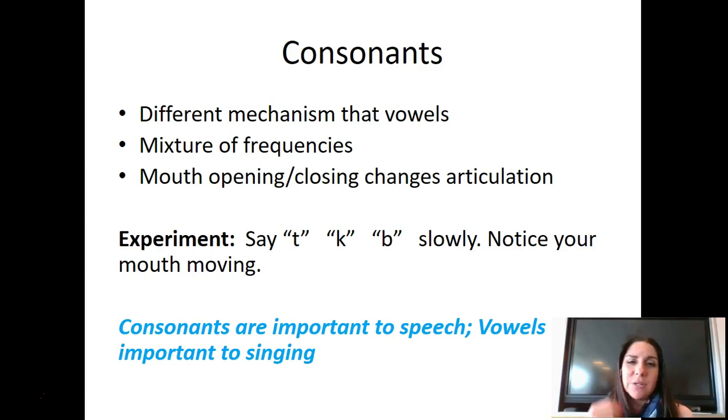When you say something like mercy, the C is a harsh sound, but the E at the end can be held for a long time, whereas the K kind of closes that sound. So it's actually very important to sing with vowels versus singing with consonants.